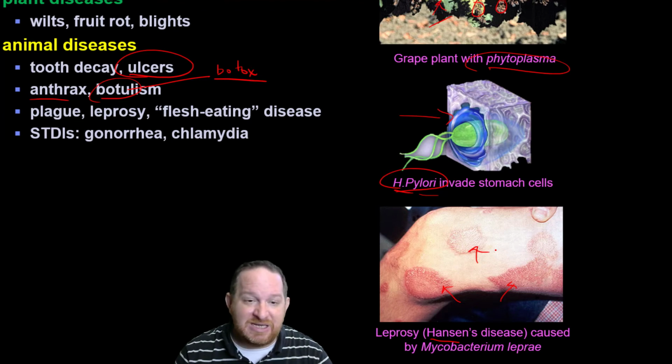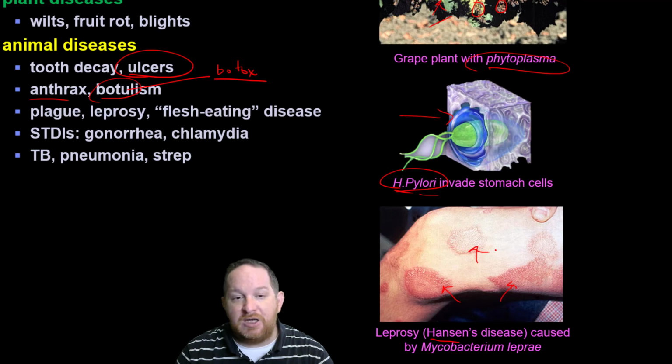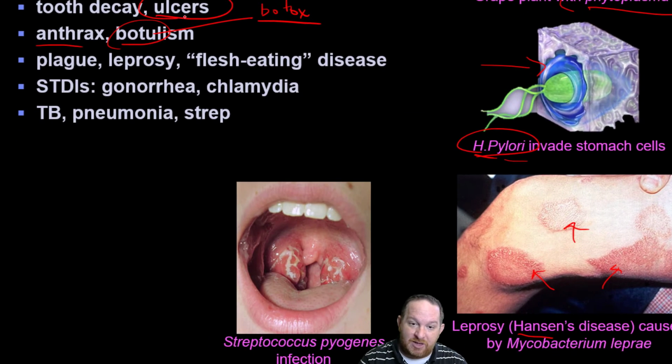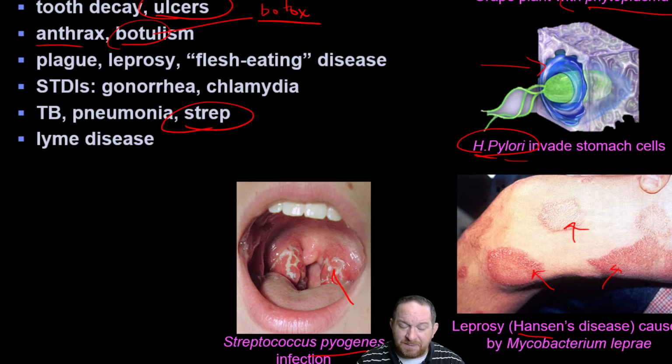Several STDs or STIs, gonorrhea, chlamydia, those are bacterial. Tuberculosis, pneumonia, strep. Everyone in their life has probably had strep at some point, streptococcus. As you can see, here's a streptococcal pyogenes infection. And then also Lyme disease is caused by bacteria.